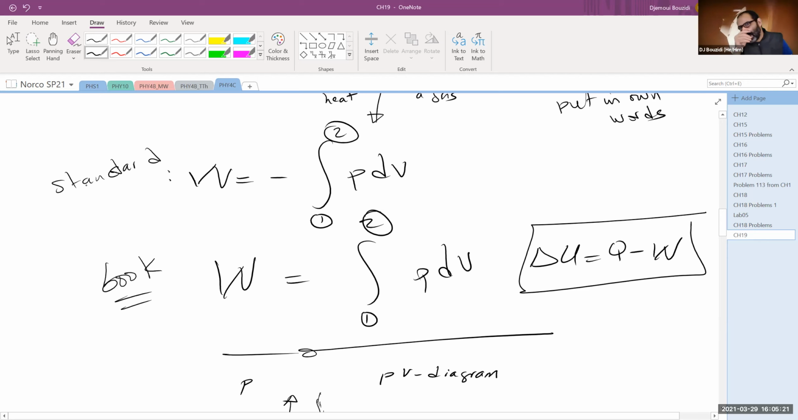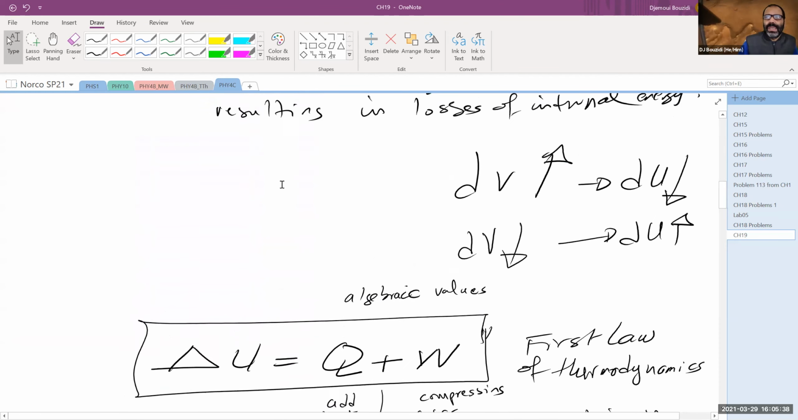Okay. So that's basically how we're doing that. Again, as long as you are understanding what's going on, you shouldn't have difficulty with the science. So this is basically the first law of thermodynamics from chapter 19.